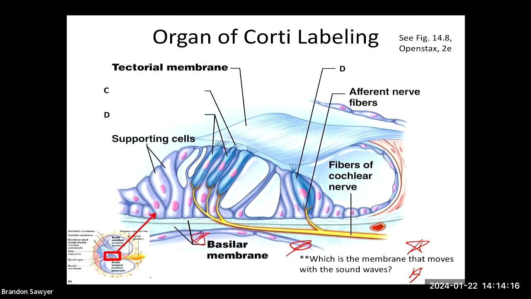Okay. C is those stereocilia themselves, those hairs, and D is the hair cells. There's inner and outer ones. We won't go into the difference between those two for this class. Okay, questions on any of those little structures? Give you a sec to finish writing those down.